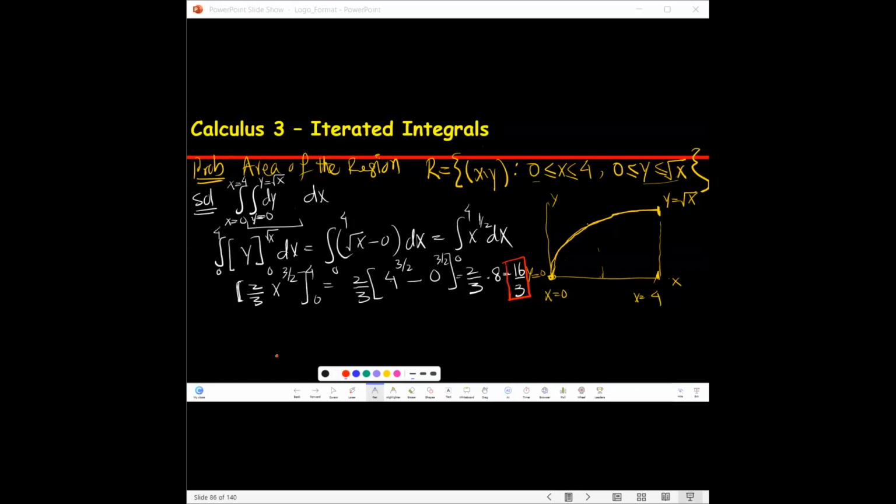I can solve this way. It's going to be y equals 0, y equals 2, and x equals y squared and x equals 4. The first one I did using this method, I used lines. So in the second method, I'm going to be solving using dx and dy. Let's solve this one.